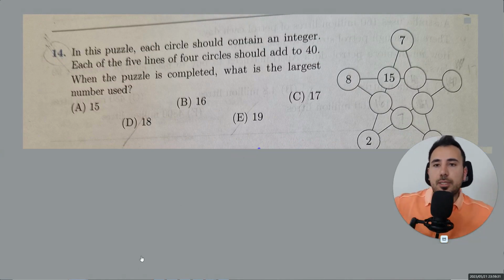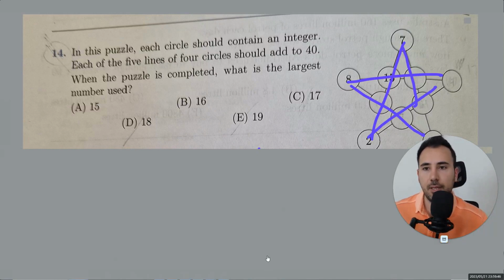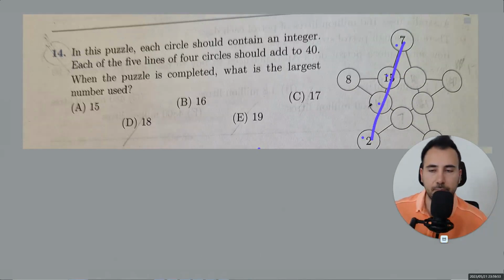In this puzzle, each circle should contain an integer. Each of the 5 lines, so there are 5 lines, obviously 1, 2, 3, 4, 5, of 4 circles, 1, 2, 3, 4 circles, should add to 40. When the puzzle is completed, what is the largest number used? Okay, that's the first question that is, I think, challenging.